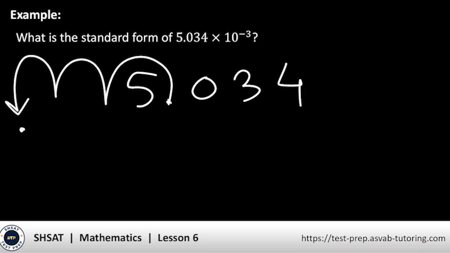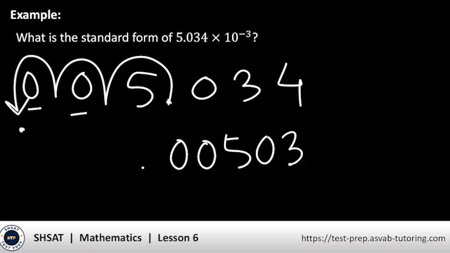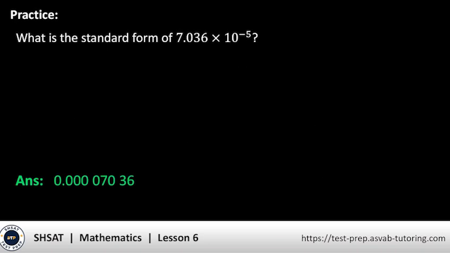So we now have the decimal here, which means that in the gaps, we are going to put zeros. So that's 0.005034. And what happens right before the decimal? There's nothing. So we put another decimal. Okay? That's your final answer. All right. Now, we have another practice question.